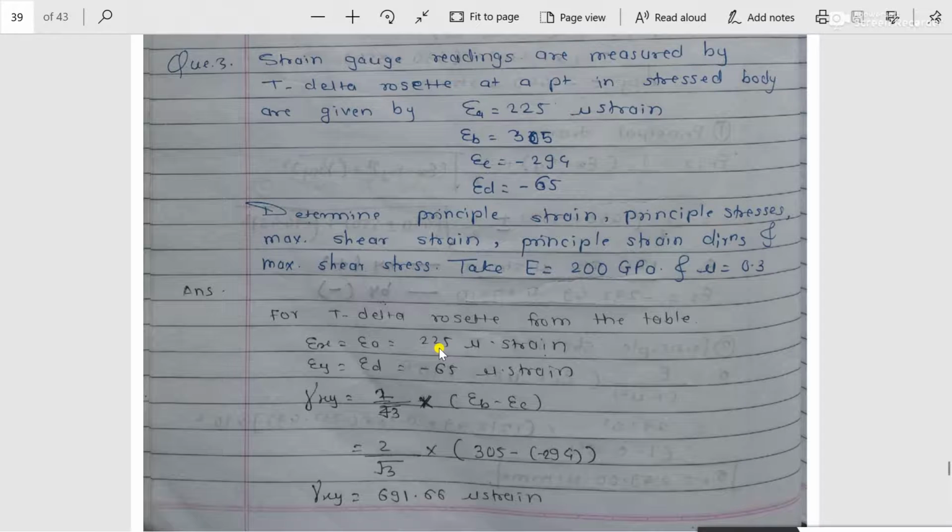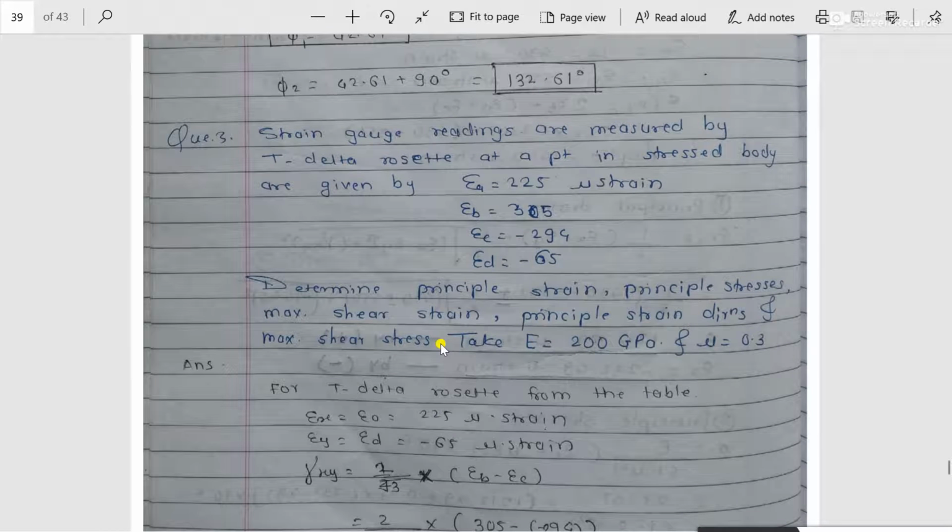Now we'll discuss the second problem. I will read the statement first. The strain gauge readings are measured by the T delta Rosette. So be specific, they have mentioned the statement is given for the T delta Rosette at a point in a stressed body. If that particular body is subjected to loading, some amount of strain gauge readings are recorded by using that Rosette, and it is represented in the form of epsilon a is equal to 225 microstrain. If this particular unit is not mentioned, automatically you have to consider it as microstrain.